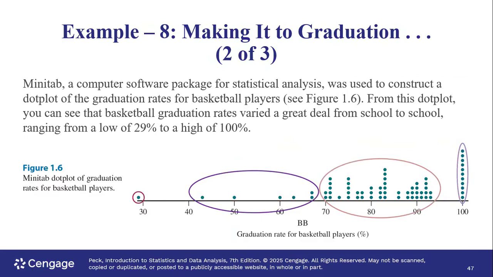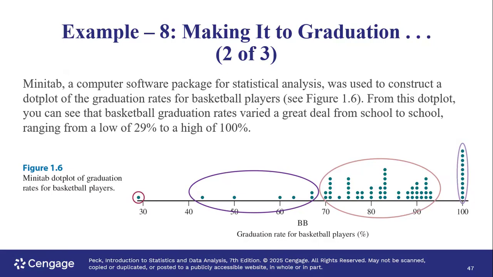Okay. Graduation rate for basketball players. So we have a dot plot of graduation rates. What percentage of basketball players are graduating? From this dot plot, you can see that there are so many dots on top of 100. That means the majority of the schools are graduating 100% of their basketball players.